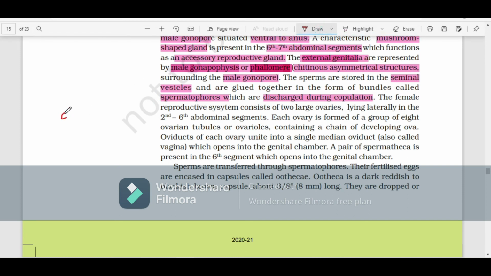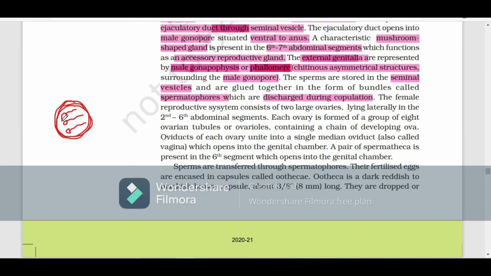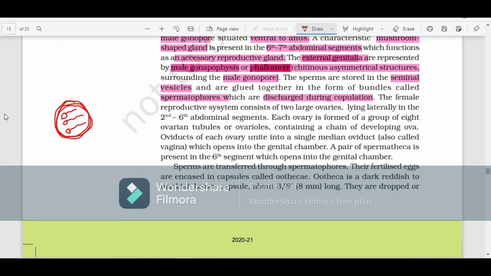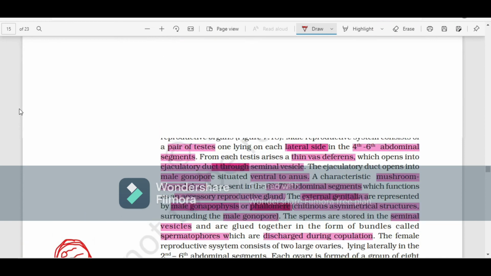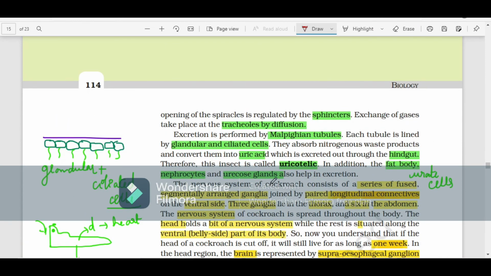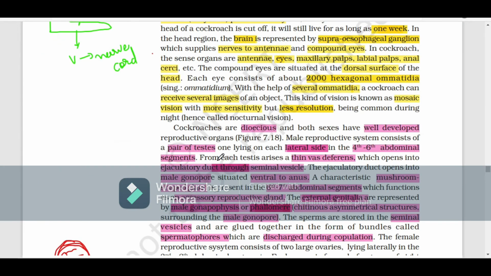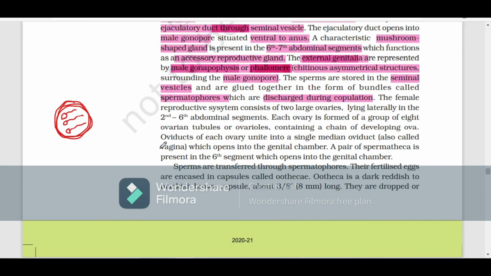If this is the sperms, they're all glued together, and actually they're surrounded by uric acid. Why? Because they have to be protected. There shouldn't be any damage to the sperms. So that's why, if you remember, the uricose gland also helps in excretion, right? The uricose gland is going to secrete this uric acid around it, and once it enters the female body, the covering is discharged out, and only the sperms will be stored.